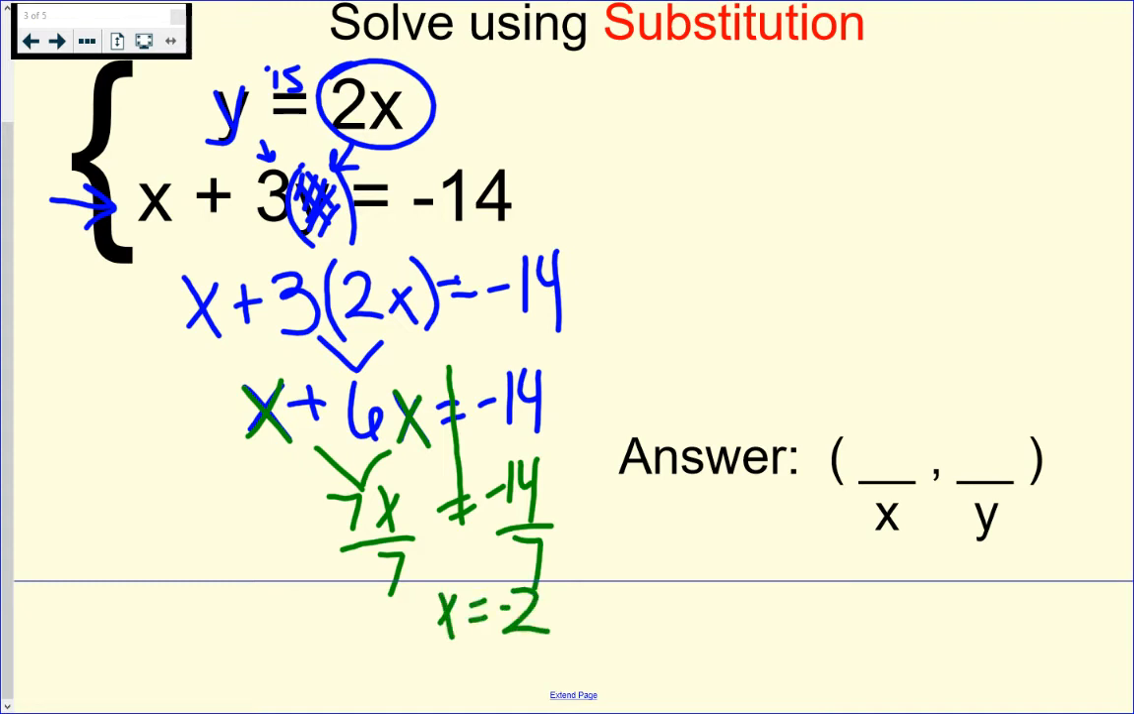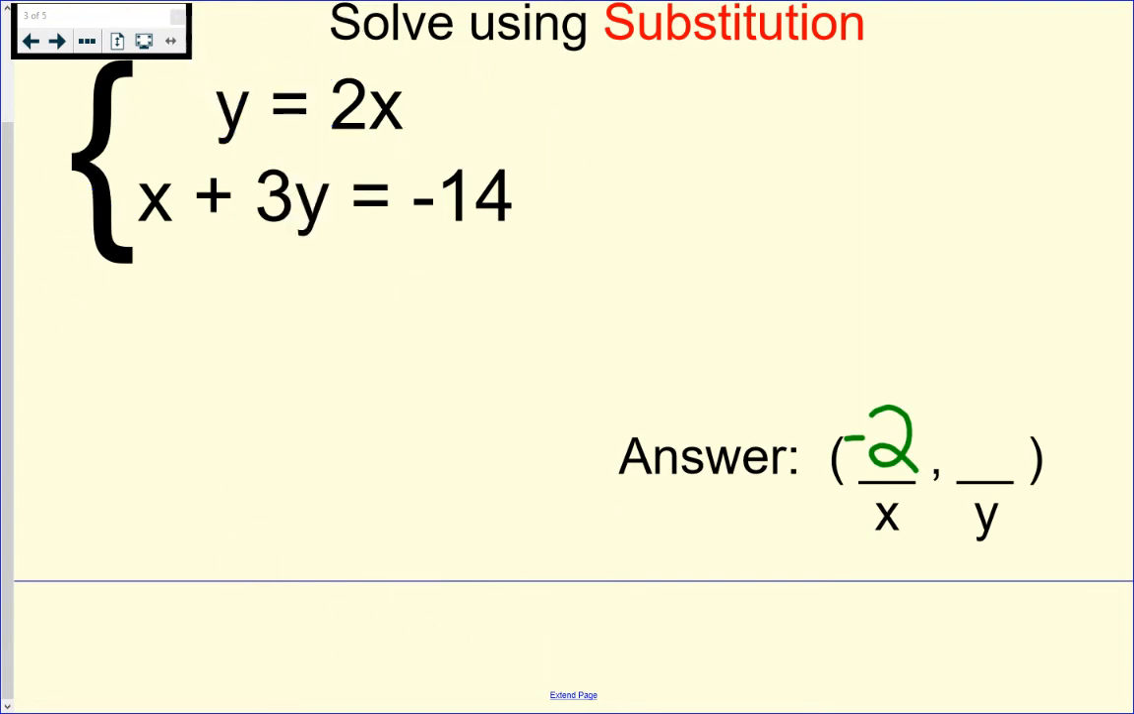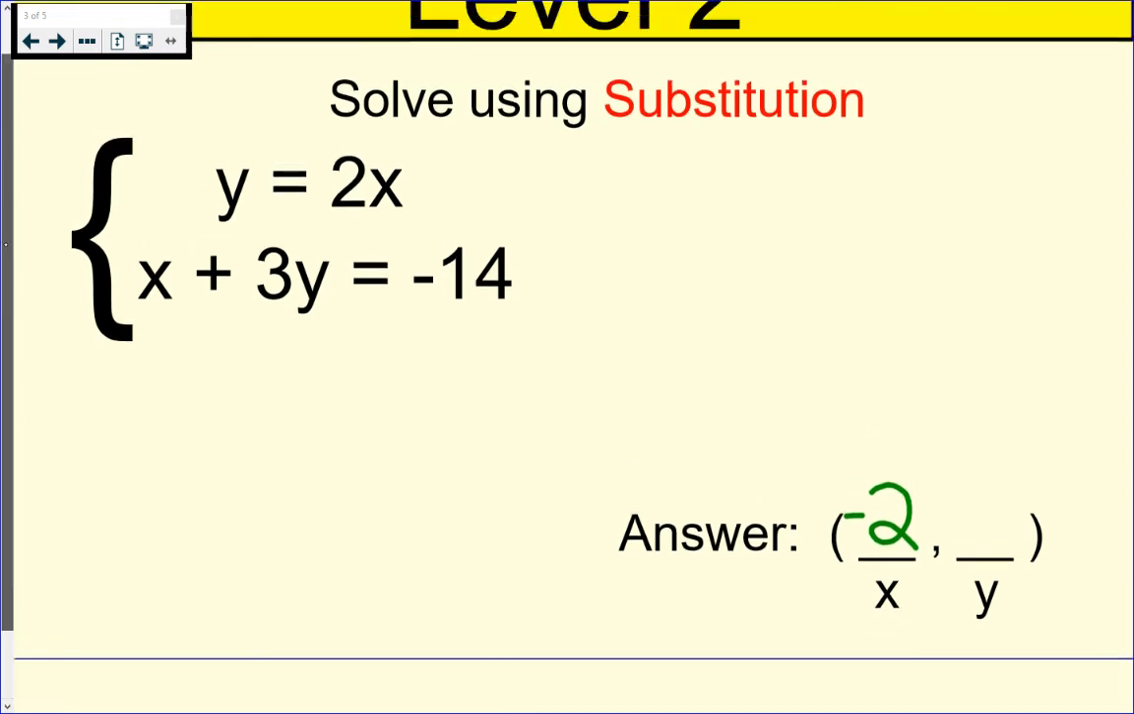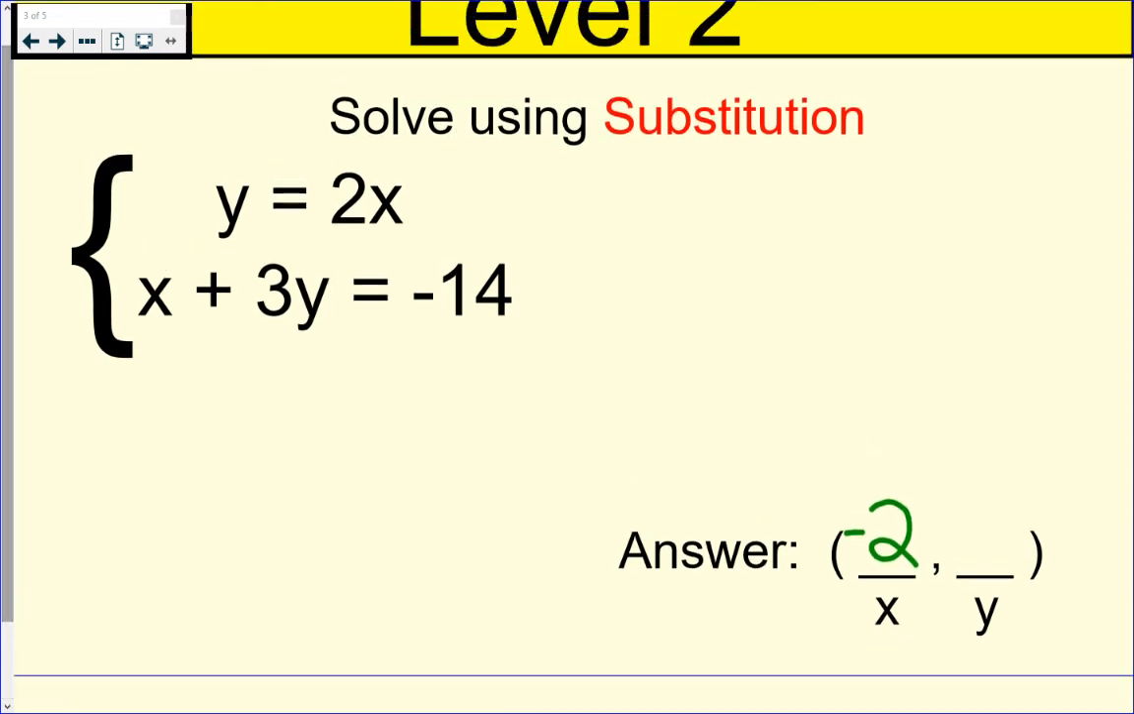So that's half of our answer. We can go ahead and put a negative 2 in the x spot right here. Now, with that said and done, we're still looking for our y number, and there's a couple of ways to do that. We can substitute, since we know that x is negative 2. I could either put a negative 2 here in this x spot, or I could put a negative 2 here in this x spot. I feel like this top one's going to be a lot easier, so let's do that.